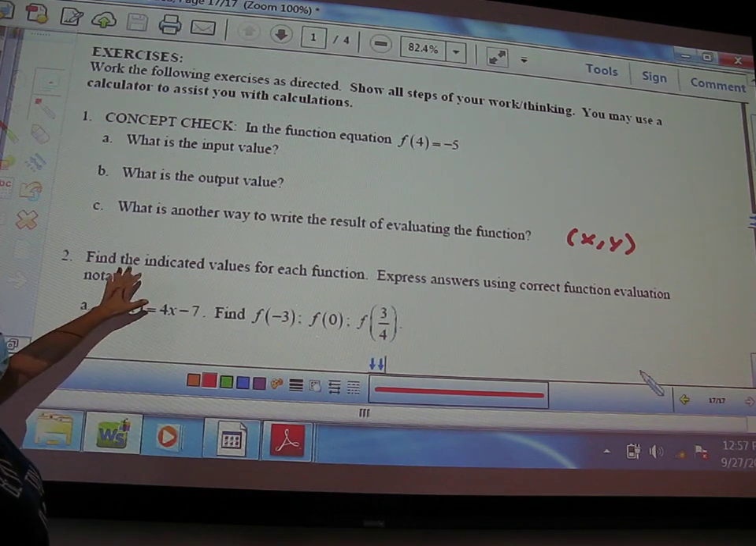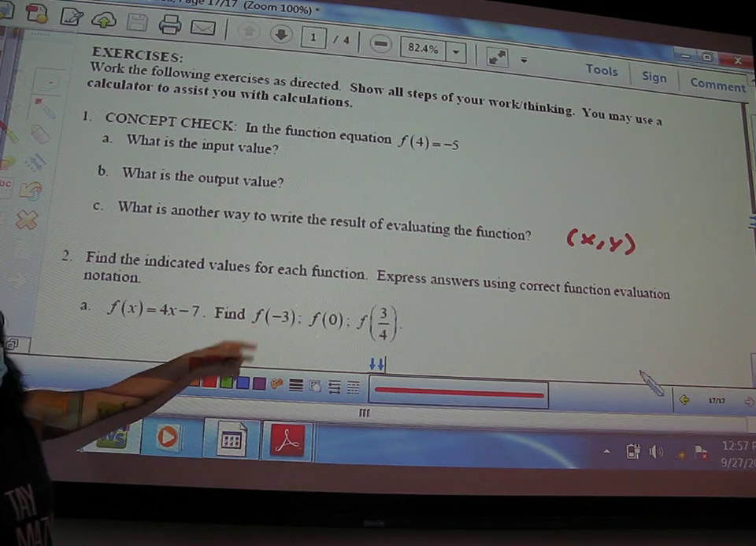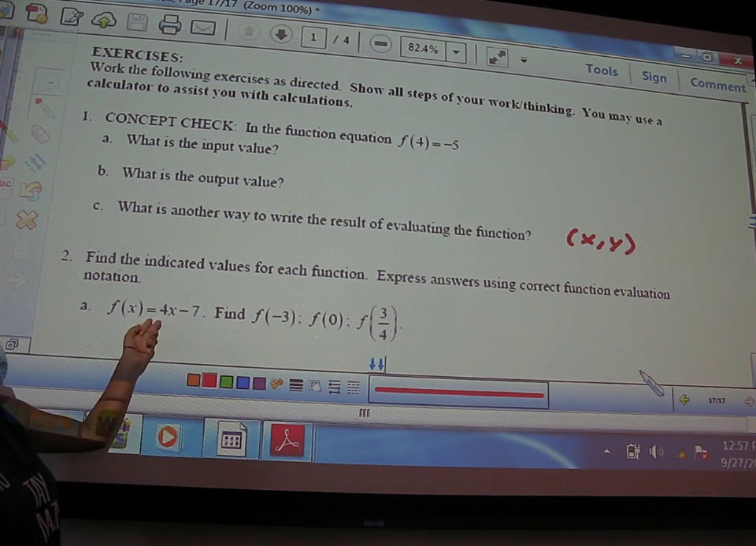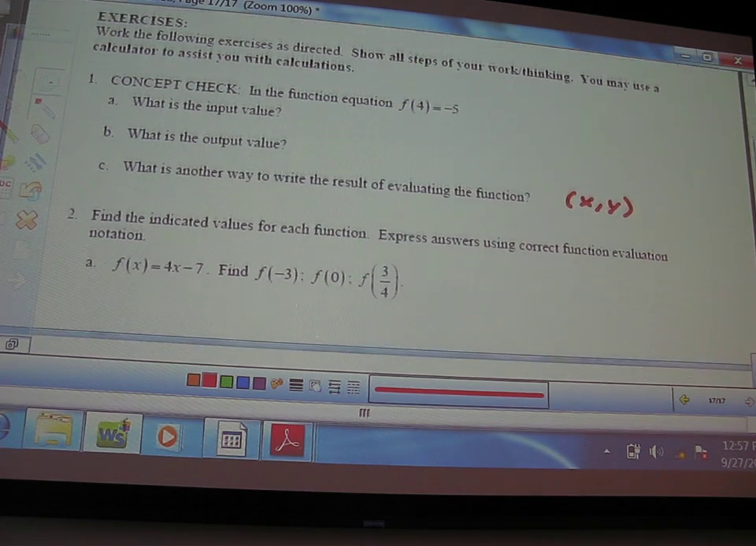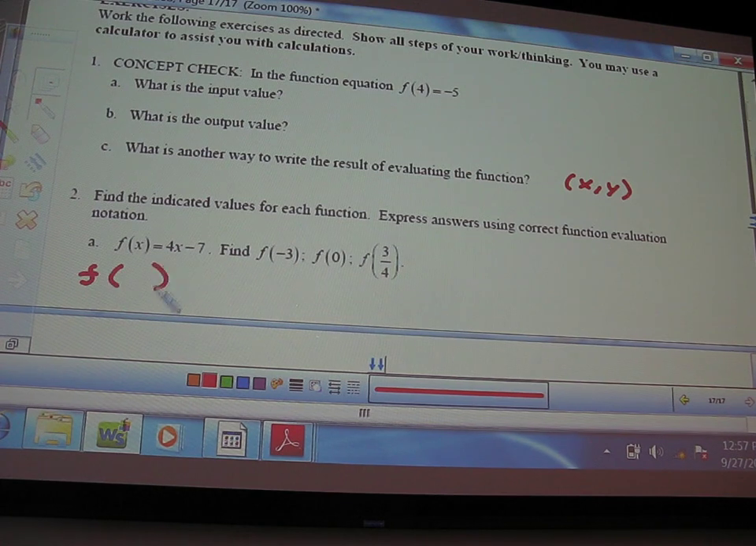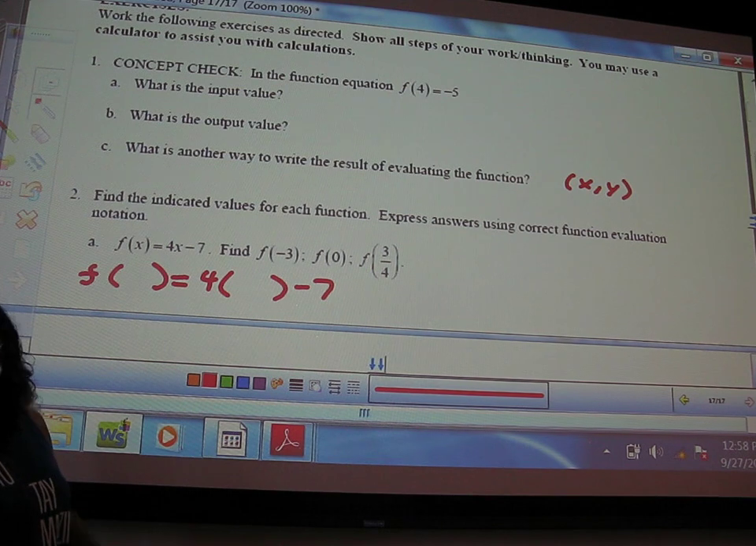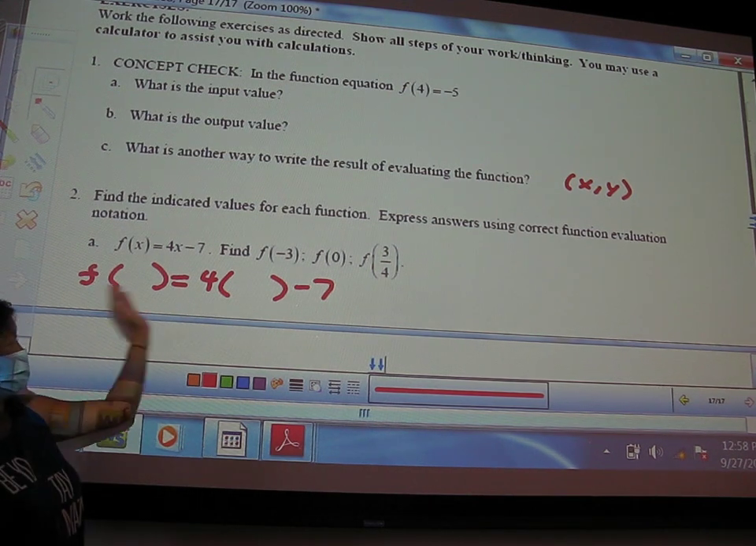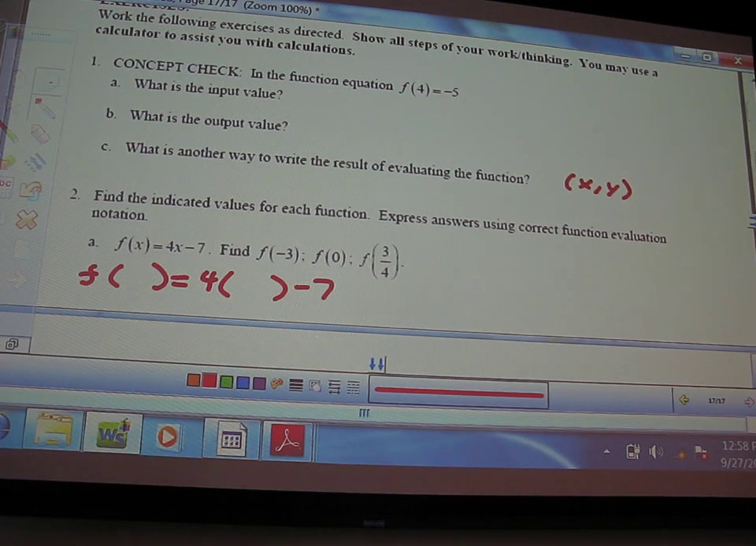And then find the indicated values for each of these functions. So in other words, evaluate these. You're going to put in -3 in here for x. Again, I'm asking you to practice writing it this way. F of giant blank equals 4, I see an x, I put a giant parentheses, -7. Write that down now. Then you're going to pop in -3 into here and figure out what that is. Pop in 0, figure out what that is. Pop in 3/4 into there. And then write them in correct function notation.